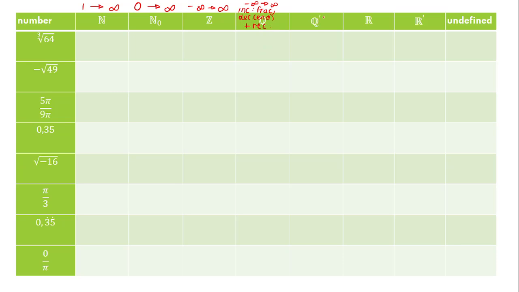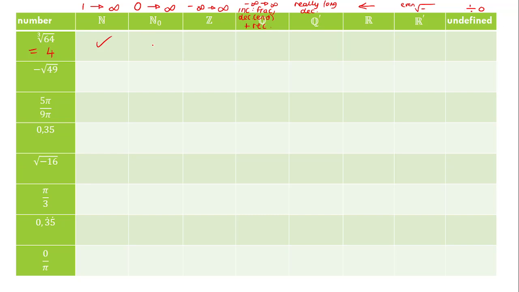And then irrational, so I'm going to say really long decimals. And then real, which is everything that we've just done. And then non-real, which is going to be an even negative. And then undefined is just divided by 0. These aren't going to be straightforward, you're going to have to physically go and work some of them out to get the answers, but that's fine. Okay, so the cube root of 64, that's 4.